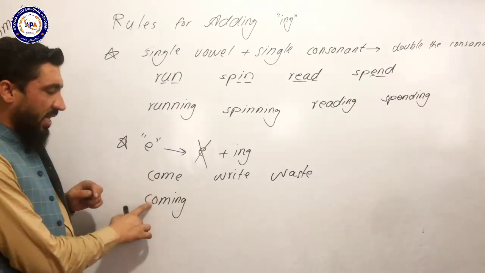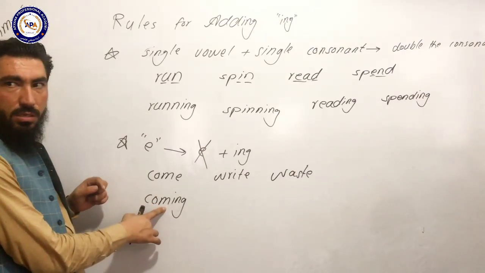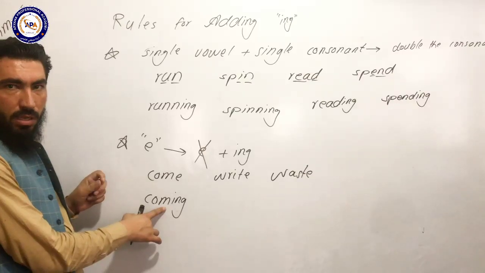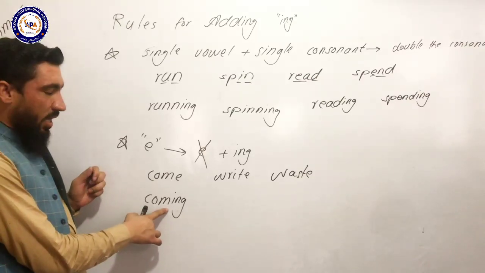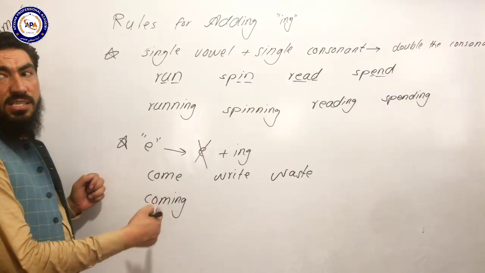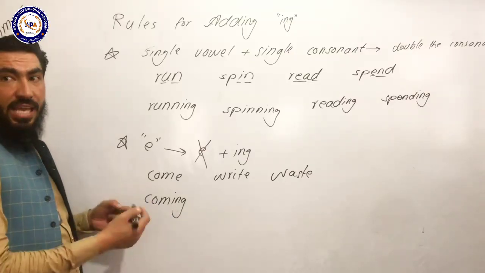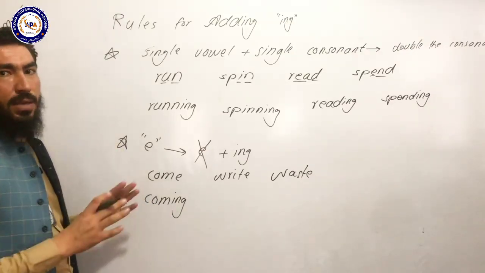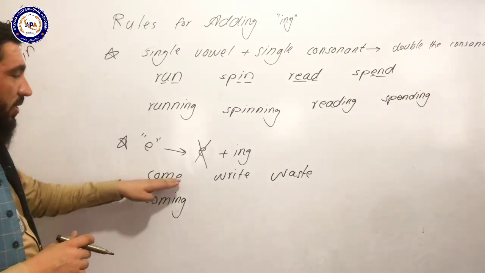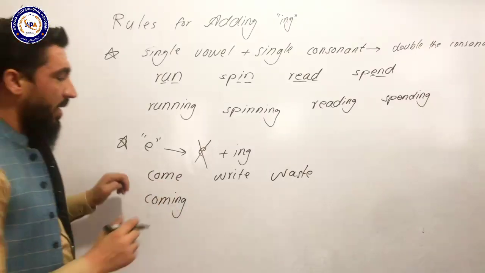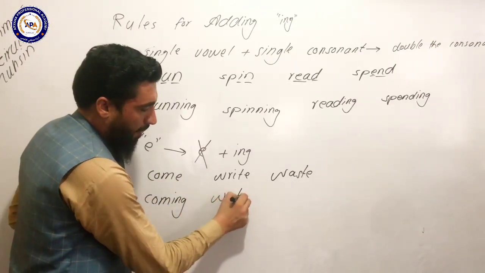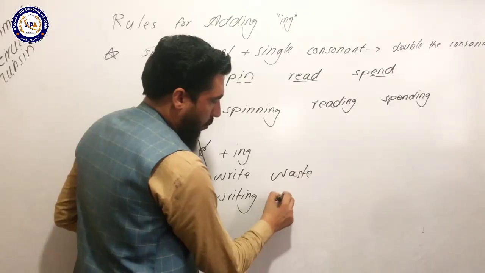Shouldn't I double this N? No. Why not? Single vowel, single consonant. Because we remove the E. This word doesn't end in single vowel, single consonant. It ends in E. So we just remove E and forget about this anymore. So we just remove E and add ing. Coming, writing, wasting.